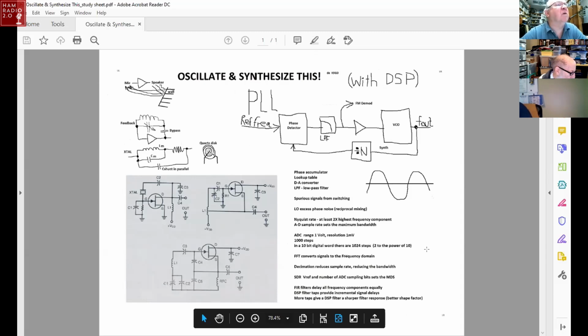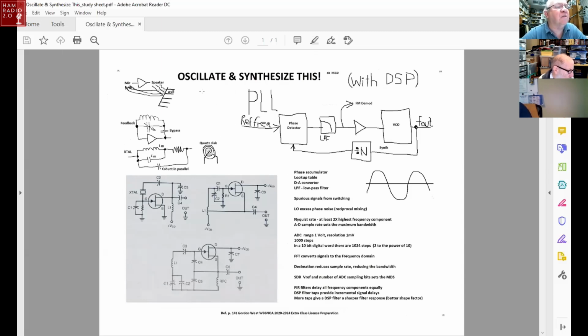Okay, so we're going to oscillate and synthesize, and then Gordon West throws in a section on DSP operations and everything you can do with it. So you can see my screen. The top left, we start with the public address system, the sound coming out of the speaker. Can everybody see this on your screen? Yes, sir. Okay, thank you.